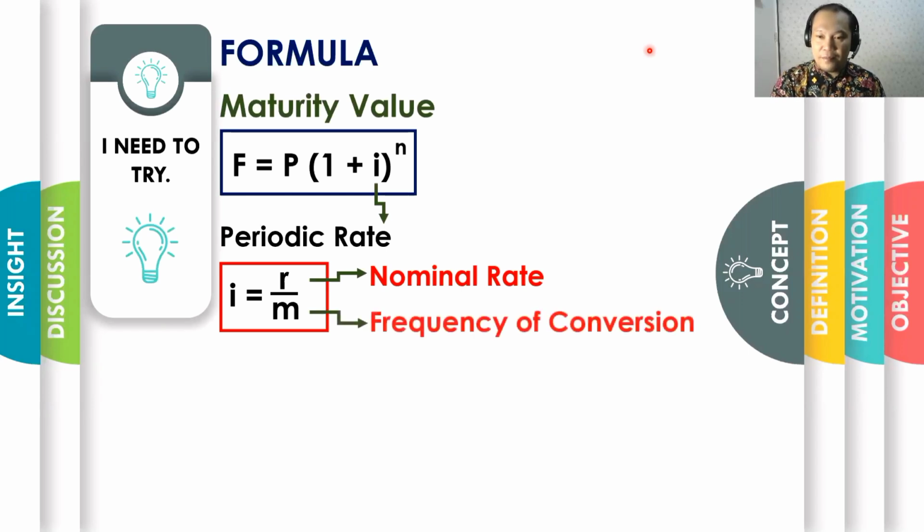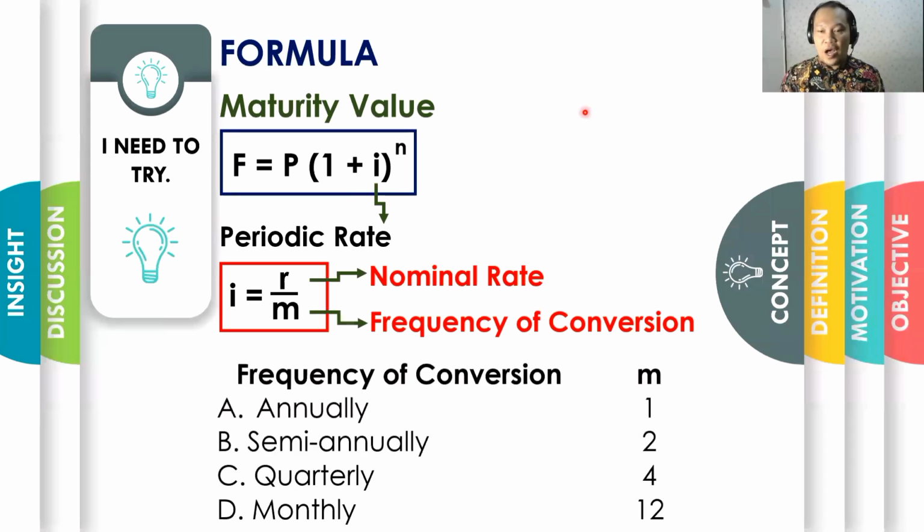And then we also have the frequency of conversion. When we talk about frequency of conversion, we have the following. We have annually, that is, the nominal rate is divided by 1, meaning to say the interest will be earned once a year. Now, when we talk about semi-annually, therefore, the conversion is 2. Okay? Thus, the nominal rate will be divided by 2, meaning to say the interest earned will be twice a year. Okay?